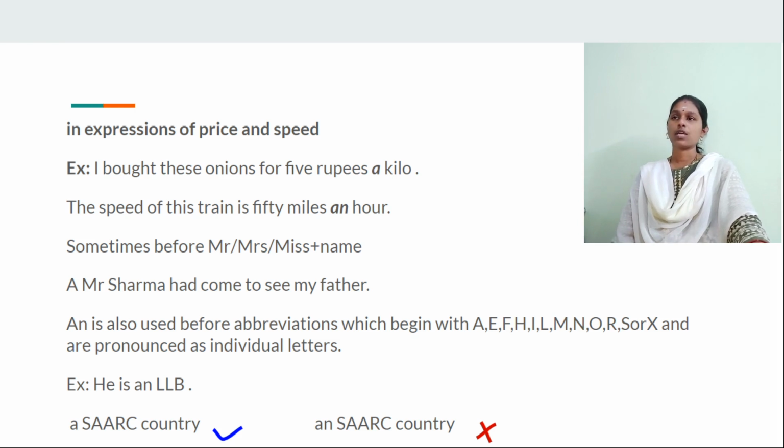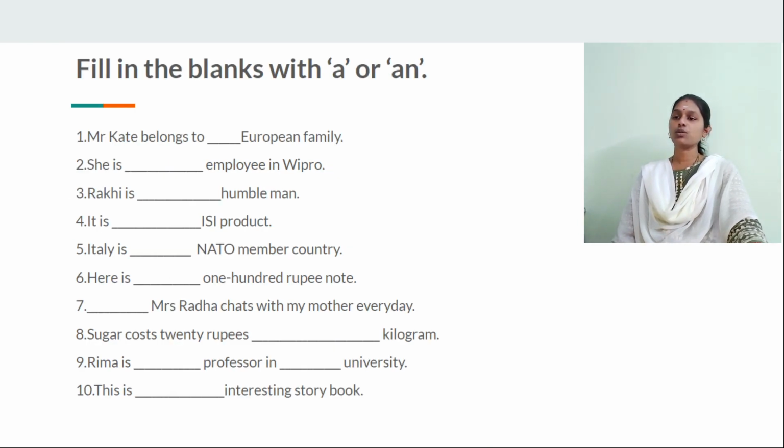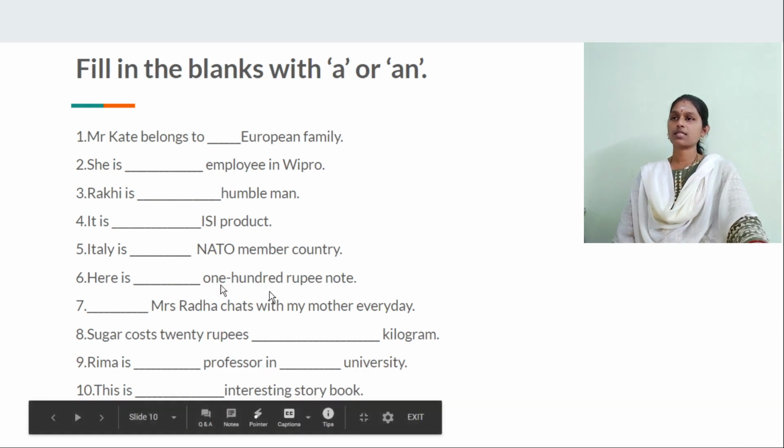And now here is a small exercise given to you. Students, complete this exercise using a or an, whichever suits the sentence.